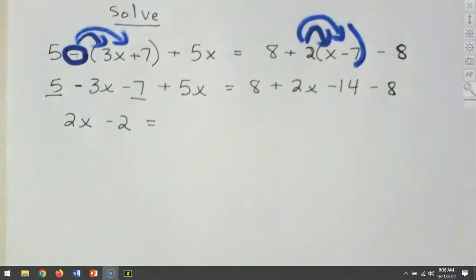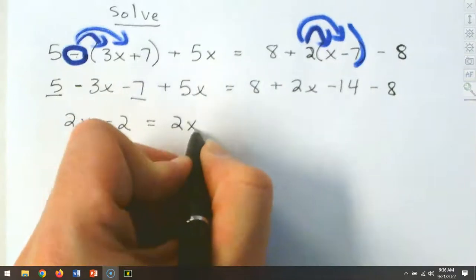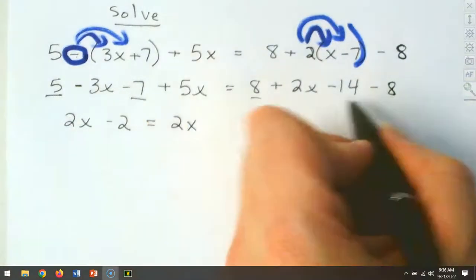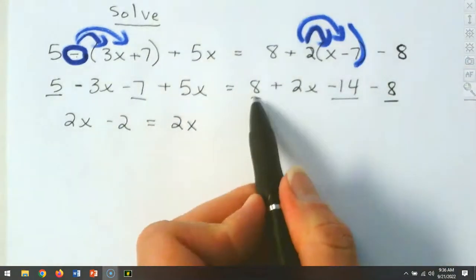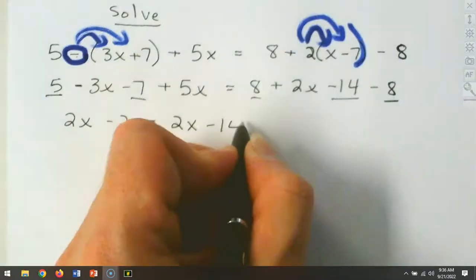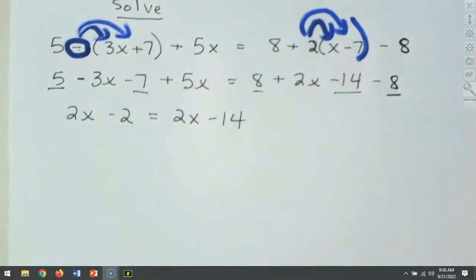On the right-hand side, the only variable that we have is that 2x, so that's there. And what do we have number-wise? We have an 8. We have a negative 14 and a negative 8. Well, the positive 8 and the negative 8 can cancel themselves out, and that leaves you then with simply a what? Leaves you simply then with a 14.